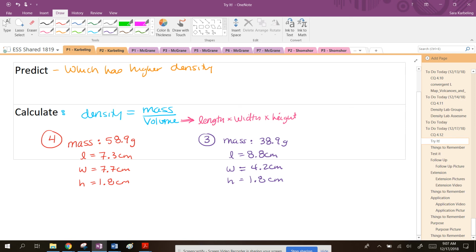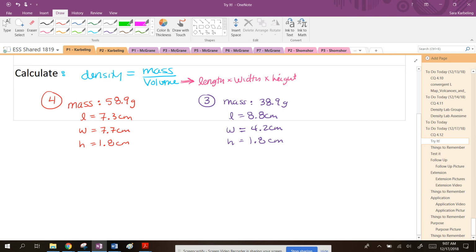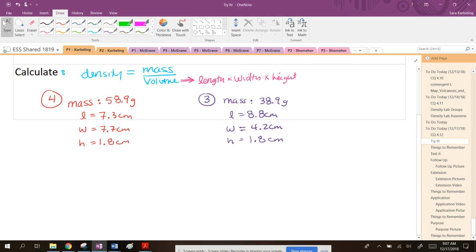So now, again, I want to remind you that I want everybody to know how to do this. So even if you are sharing a calculator, I would like for you to take advantage of this moment to spend the time to learn how to do this. Okay? Everybody's going to calculate the density of one of the blocks, either block 4 or block 3.